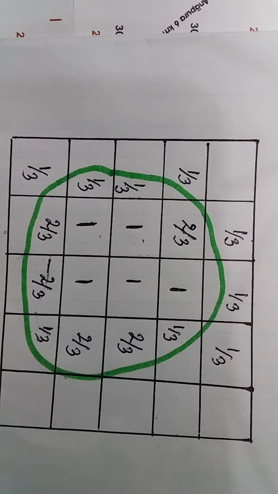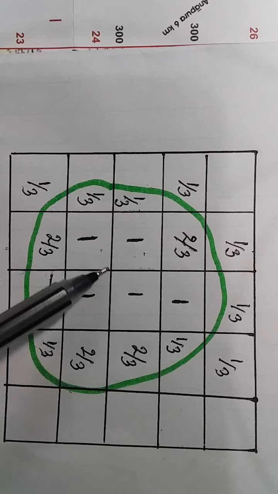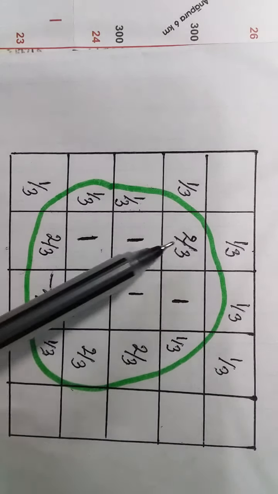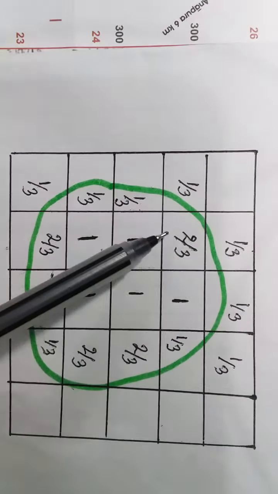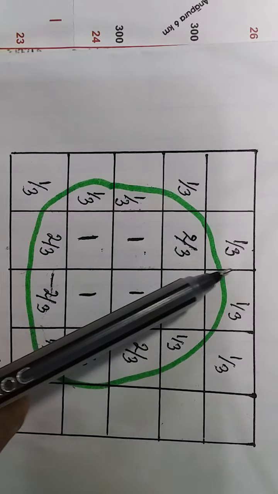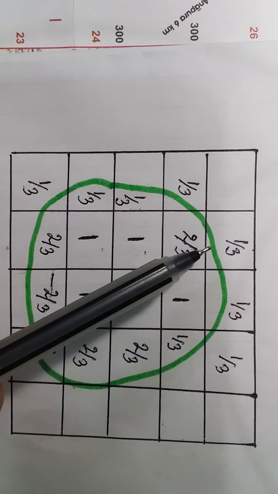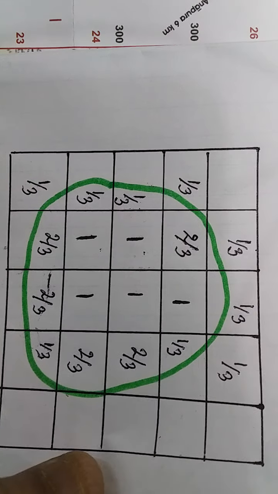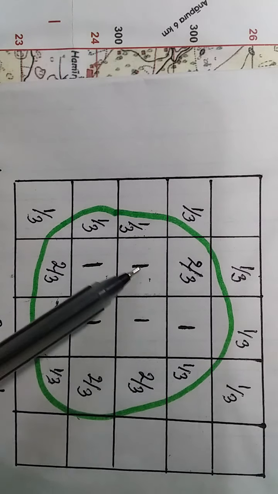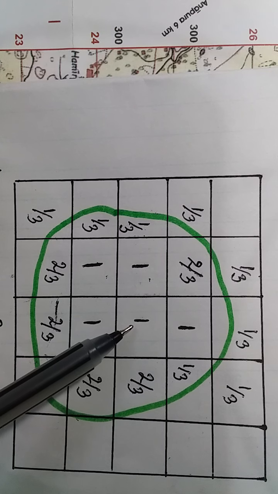So for all practical purposes, we will consider, if it is a whole square, we'll take it as 1. If it is more than half, then we will take it as 2/3. And if it is less than half, then we will take it as 1/3. Now let us write here which are the whole squares. These are the whole squares, and therefore I have written 1. That means the area of this will be 1 square kilometer.